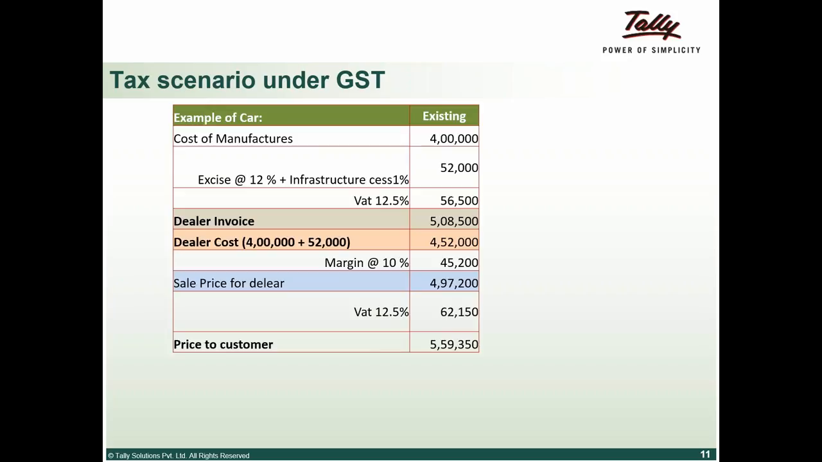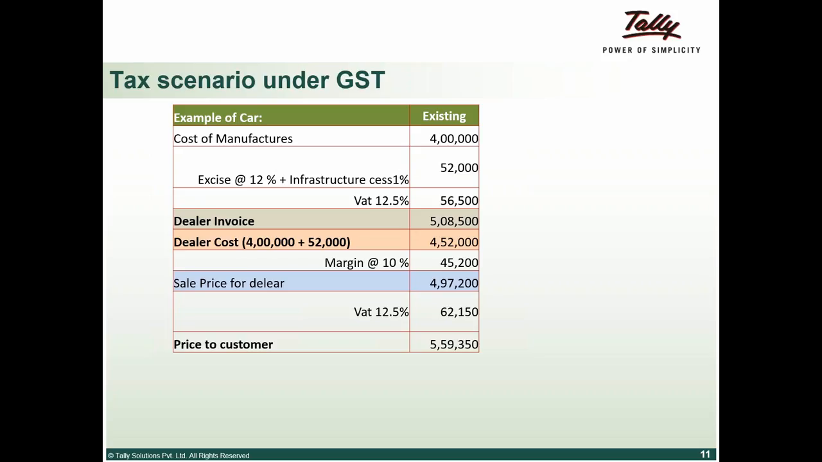Let's take the example of a car. This example is under the existing tax regime, as of today. Let's say the cost of manufacturing a car is 4 lakh rupees for the manufacturer. Now he is going to invoice this to the car dealer.